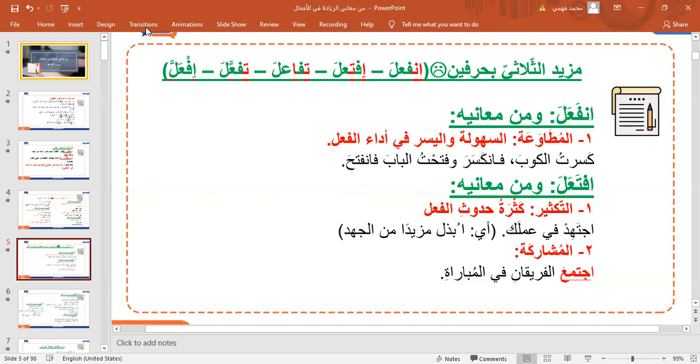Ifta'ala, this has two meanings. So the first one is takthir, as in it happened a lot of times. So it's not a one-off, it happened multiple times. And the second meaning is participation again. So it's not something that happens on our own. So jama'a becomes ijtama'a. So al-fariqan fi mubara. It has to be that there's more than one person involved in it. It's not done on our own.